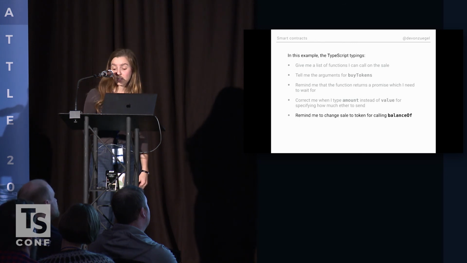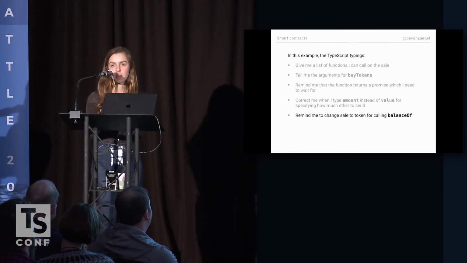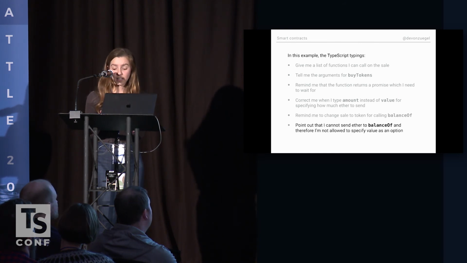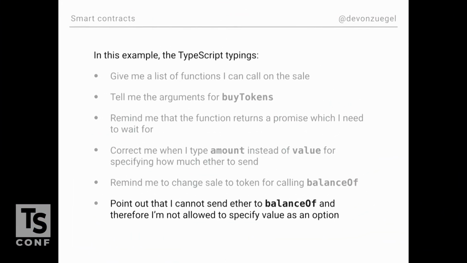It reminds me to change the sale to token for calling balance of. In the previous example, I was literally just calling the method on the wrong variable, which sounds dumb, but it's a really easy mistake to make. And finally, it points out that I cannot send ether to balance of. That's not a function that is actually sendable, and so I'm not allowed to specify the values as an option.